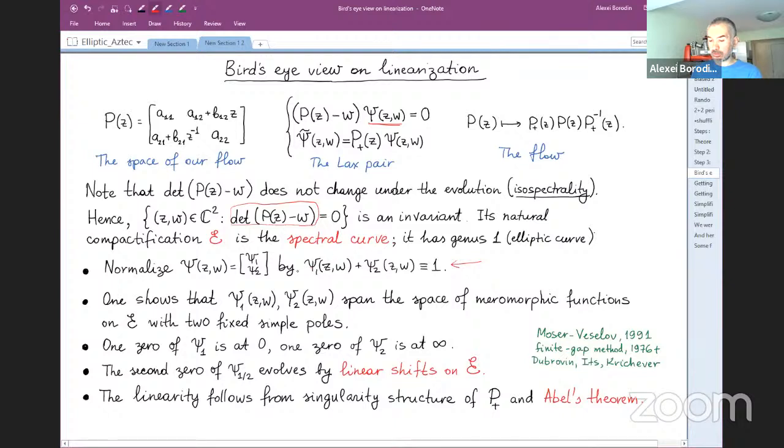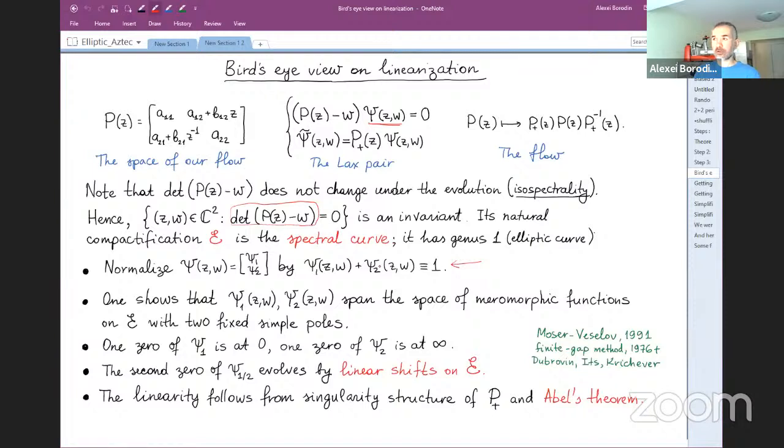The coordinates of my eigenvector will both be meromorphic functions on the spectral curve. They will have two simple poles that are not going to move. Now, any meromorphic function on an elliptic curve should have as many poles as there are zeros, and so there should be two zeros. And then for each of the two coordinates, one of the zeros is going to be known. For one of the matrix elements, one is going to be a zero, the other one is going to be at infinity. And then the second zero for each coordinate is free to move.